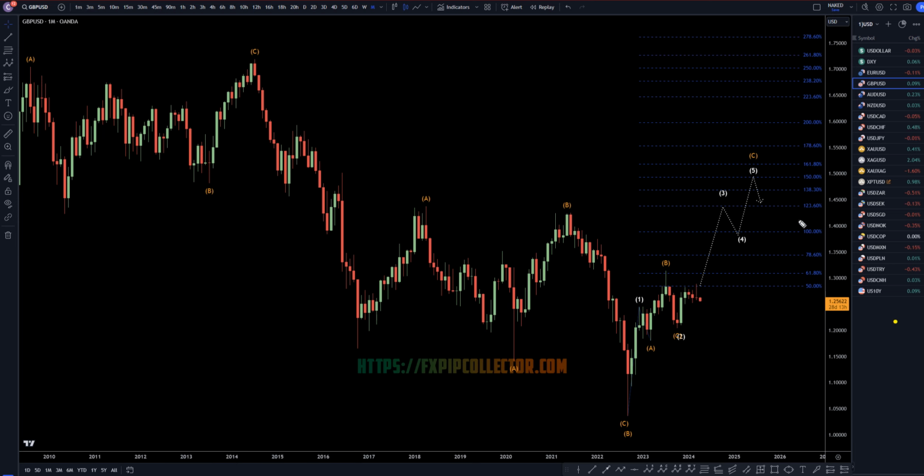I'm going to be analyzing the pound US dollar, starting on the monthly, working my way down to the 1 hour time frame for the full top-down analysis.